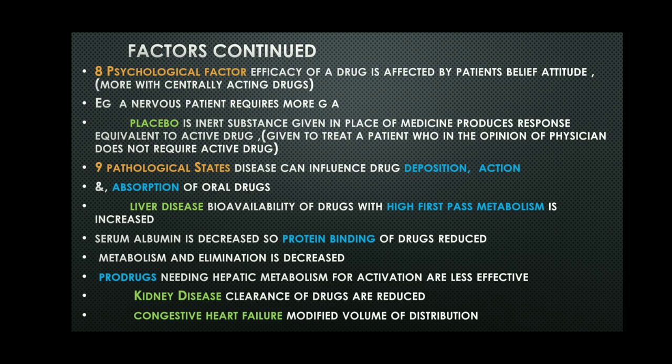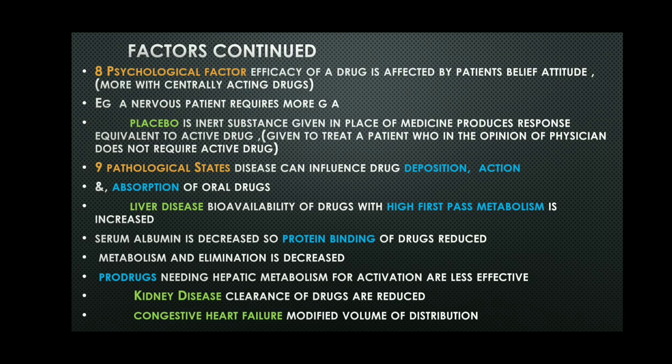Now the ninth one, pathological states. Here some diseases can influence drug disposition, action, and absorption. Okay, so these are the diseases which are going to influence the response of the drug. For example, liver disease. What is going to happen in this? Bioavailability of the drug with high first pass metabolism is going to increase. We know what bioavailability is, and we know what high first pass metabolism drugs are. They are basically those drugs which cannot be taken orally. Why can they not be taken orally? Because they're going to get inactivated in the liver.